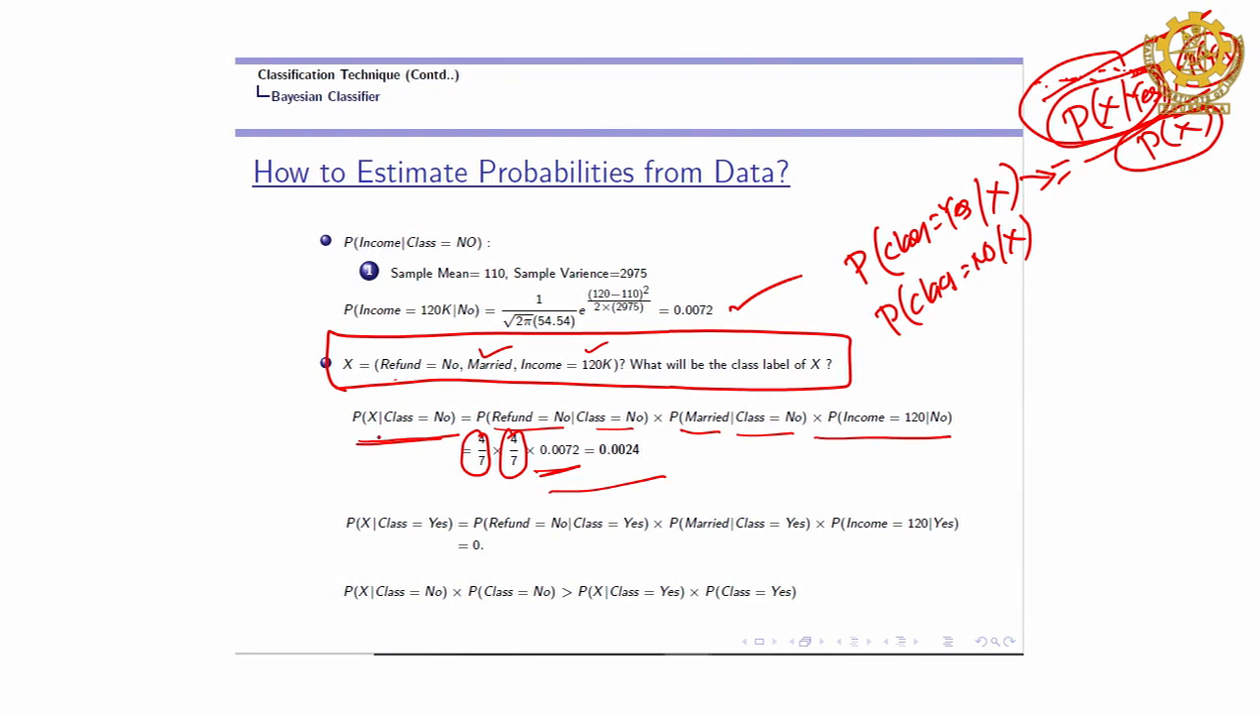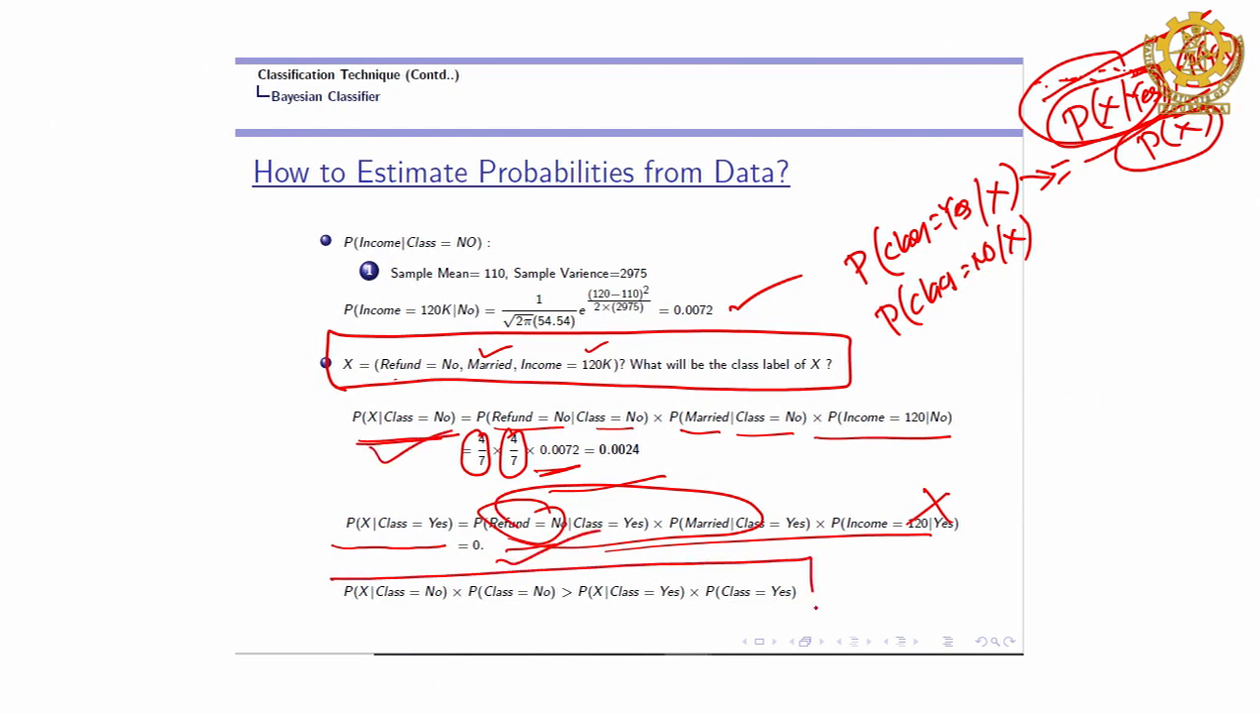So this is the probability of the pattern belonging to class No, and then the probability for the other class. One of these parts will be 0, so out of the two, one will be 0 and the other value is more than 0. Then the class label will be No. So I stop here.